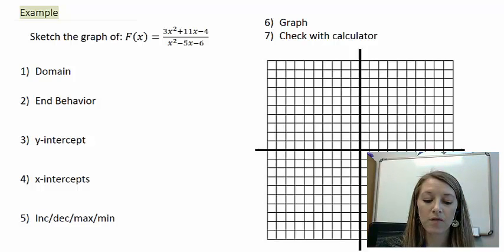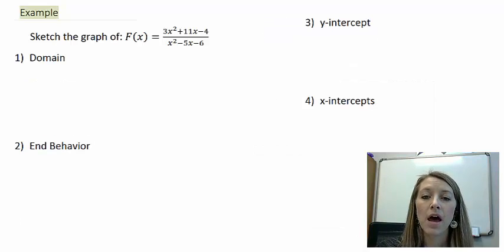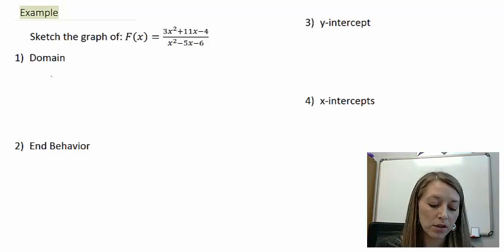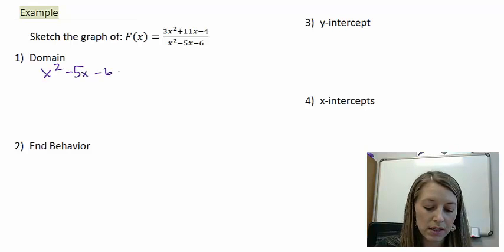So this would be the perfect time for you to pause the video and walk through all of these steps on your own. Okay, the very first thing that we need to do is find the domain. We know we do that by figuring out where square roots of negative numbers are. That does not apply here because I don't have any square roots in my problem, and where our denominator is equal to 0. So what I need to do is set my denominator equal to 0.